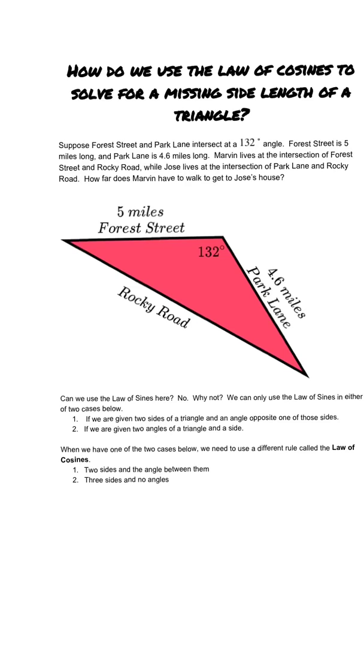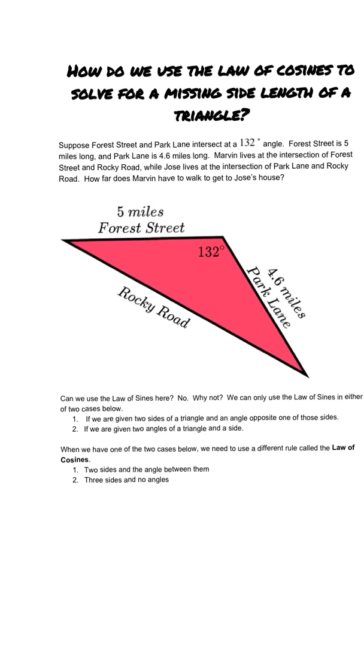So remember that we can only use the law of sines in one of two cases. The first case is the case in which we're given two sides of a triangle and an angle opposite one of those two sides. And the second case is the one in which we're given two angles of a triangle and a side. In a case like this, we have to use a different rule called the law of cosines.